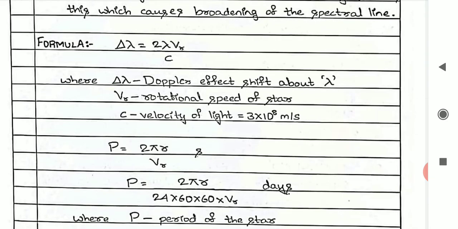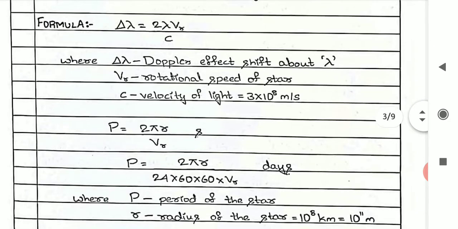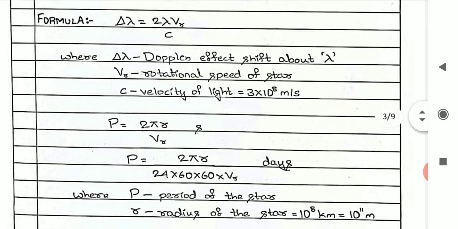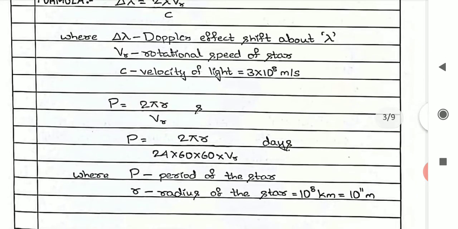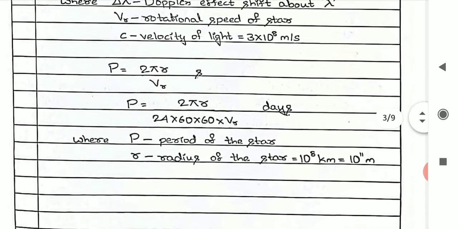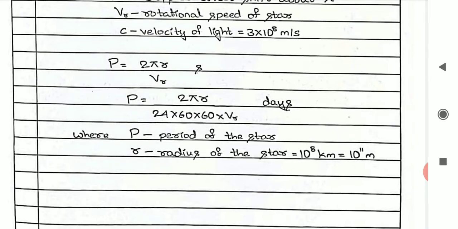Rotational period is calculated by using the formula P is equal to 2 pi r divided by VR, so many seconds. It is also given in terms of days: P is equal to 2 pi r divided by 24 into 60 into 60 into VR, which you will get in terms of days, where P is the period of the star, R is the radius of the star, 10 to the power of 8 kilometer. It is given in terms of meter as 10 to the power of 11 meters.